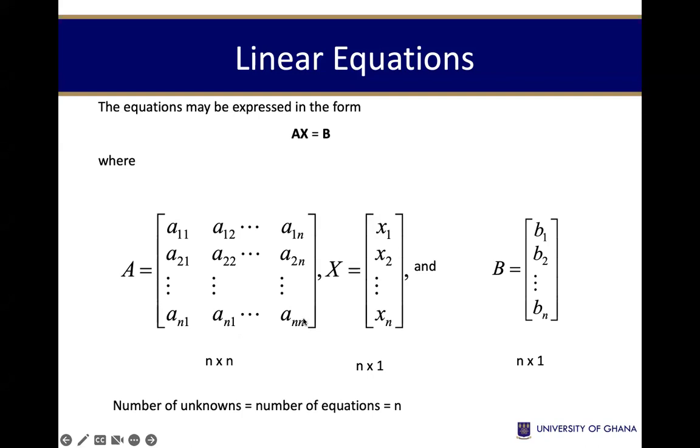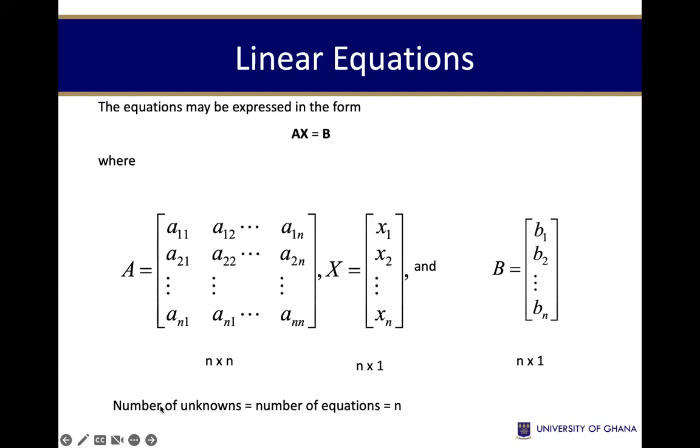And then we have all the way to ann, and then x, the set of unknowns, becomes x1, x2, x3, all the way to xn. And b, the constant known values, becomes b1, b2, b3, all the way to bn. So the dimensions can easily be identified: A is a square matrix, n times n, in other words n rows, n columns. And x also has n rows, one column. You can see row 1, row 2, row 3, all the way to the nth row, and one column. The same applies to b, which is also n rows by one column.